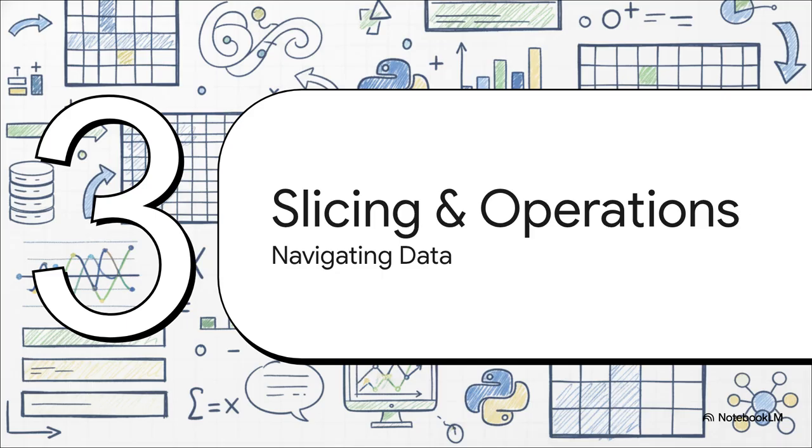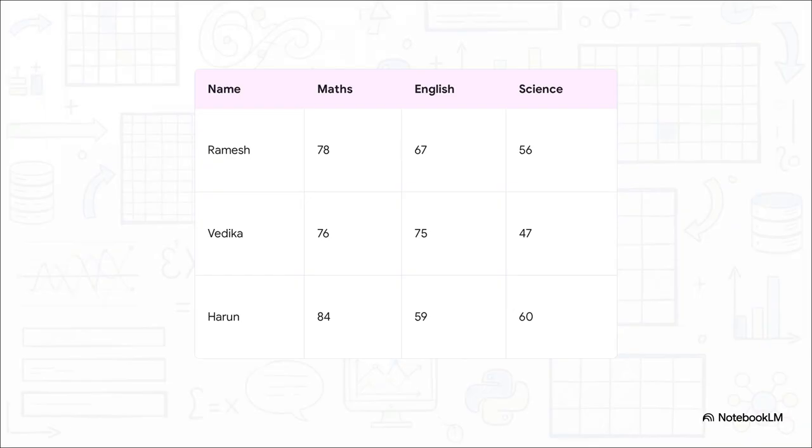All right, section 3, slicing and array operations. This is all about navigating our data. Having our data stored efficiently is fantastic, but we have to actually navigate it, pull out specific pieces of info, and perform actions on it to get any real value.